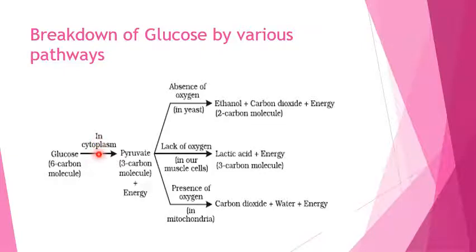This is the first step, and if oxygen is present, then it is taken into the mitochondria of the cell, and the end products are carbon dioxide, water and energy, and the form of respiration is aerobic respiration. In the absence of oxygen, the example is yeast. The end products are ethanol, carbon dioxide and energy, and the mode of respiration is anaerobic respiration.